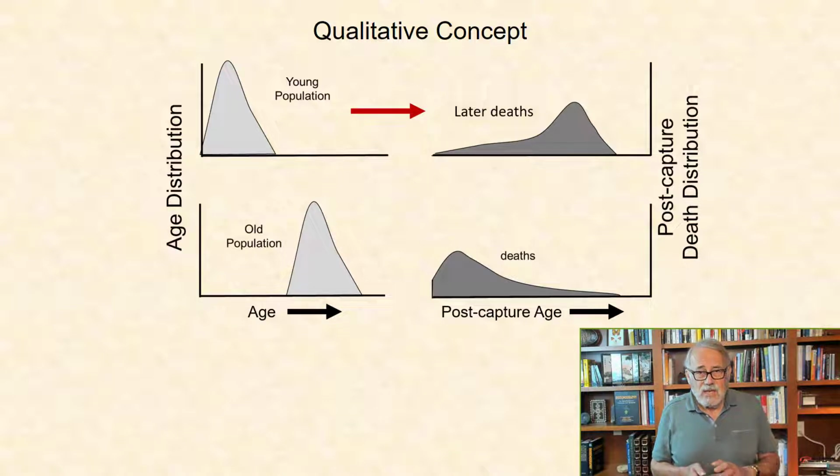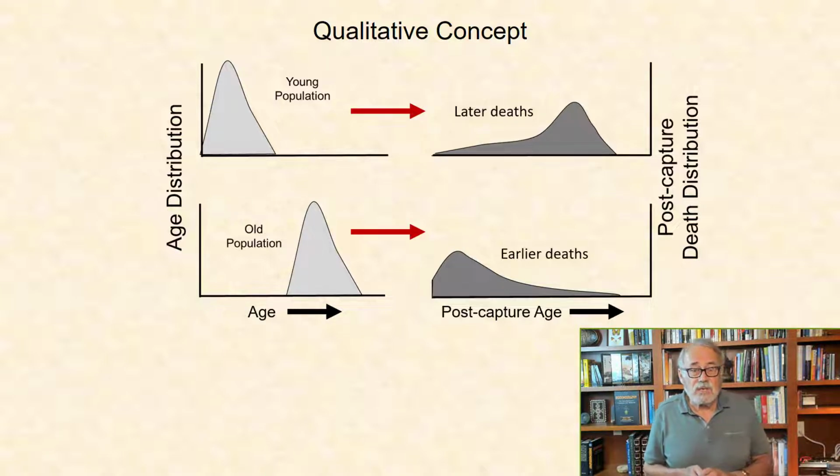However, the bottom graphs illustrate the age distribution and subsequent death distribution of an older population in which the post-capture death distribution is skewed to the left because they are older and more frail and therefore have a higher death rate.